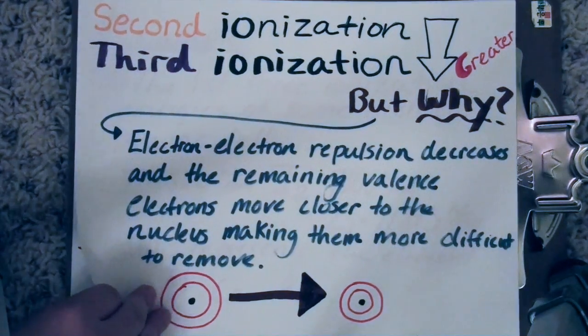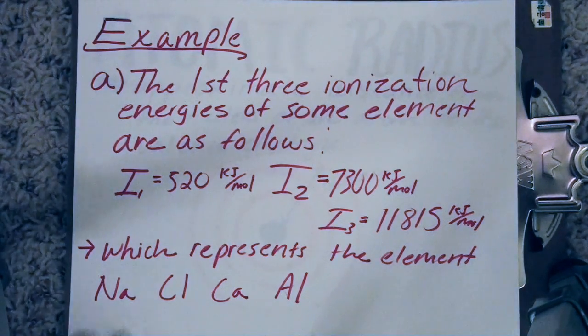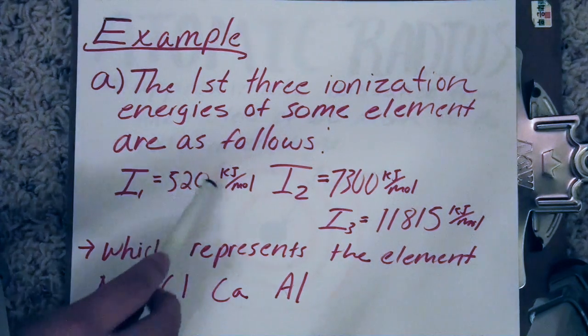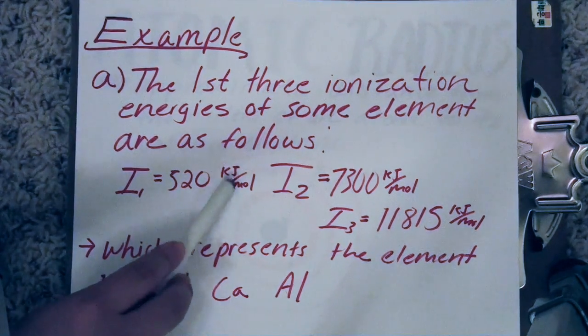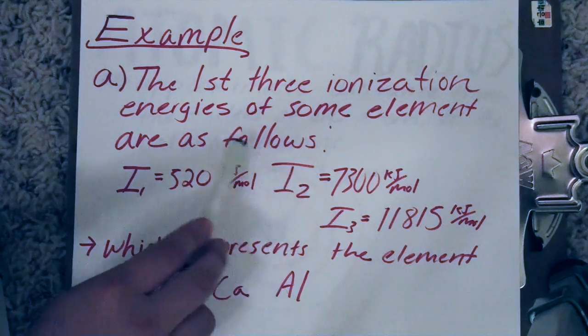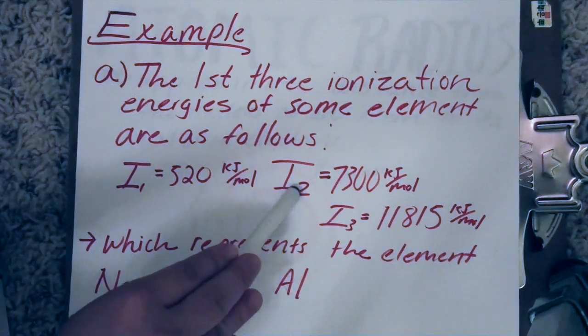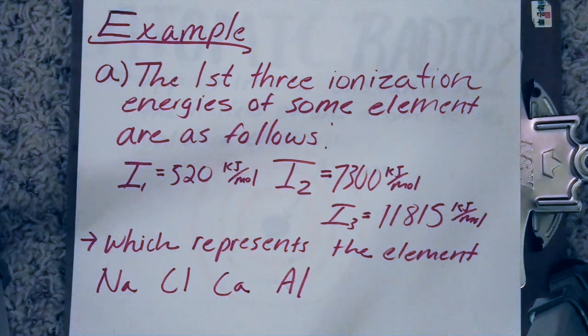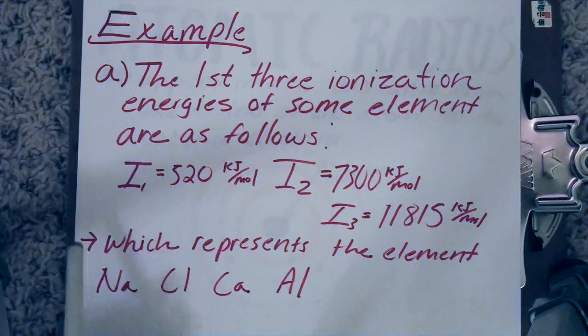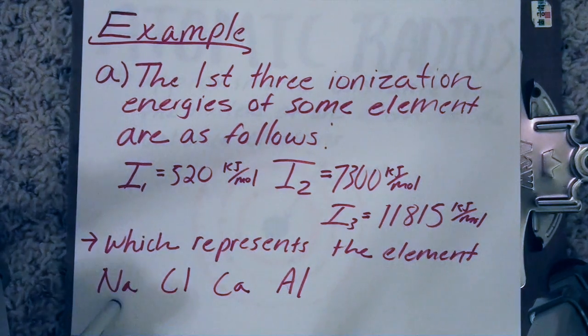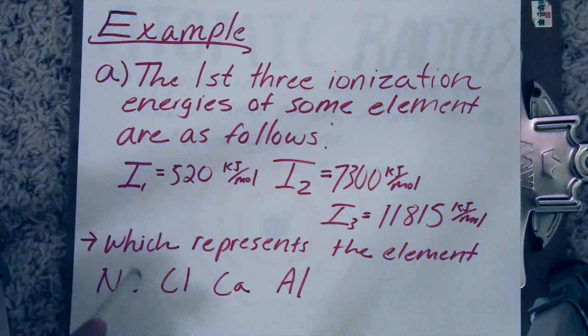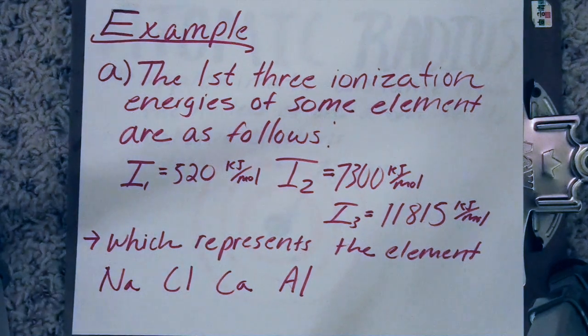So, when we look at an example, we see that there is the greatest difference between the first ionization energy and second ionization energy. Therefore, the answer would be an element in group 1, and sodium is located in group 1. So, sodium would be considered the answer.